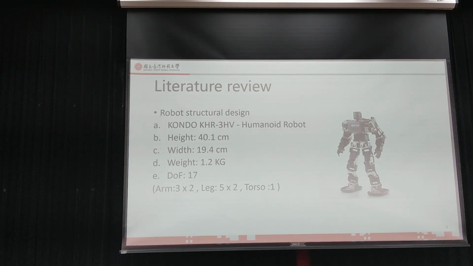One important reference is the KHR-HP robot. It has 17 degrees of freedom and a compact structure. This robot demonstrates that a relatively small system can still perform meaningful humanoid movements. It provides a useful baseline for designing our own robot.